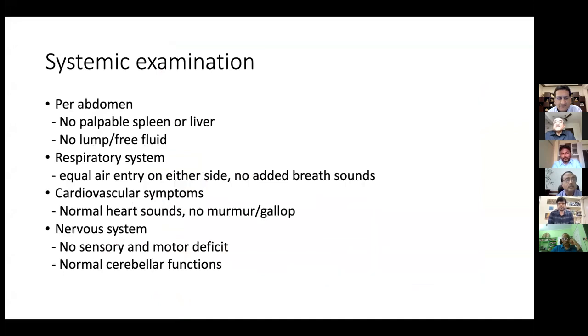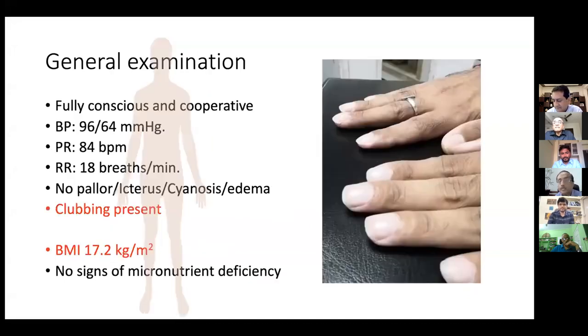Systemic examination was also normal. He had a normal per-abdominal examination. The respiratory system was normal. Cardiovascular system and nervous system examination were all normal. The only two positive findings, let's say, that we got from the general physical examination were that clubbing was present and the patient had low BMI.